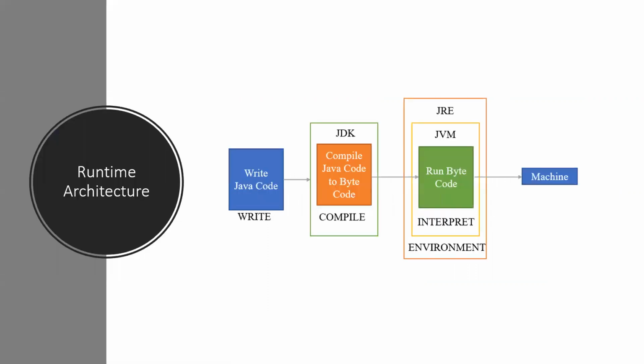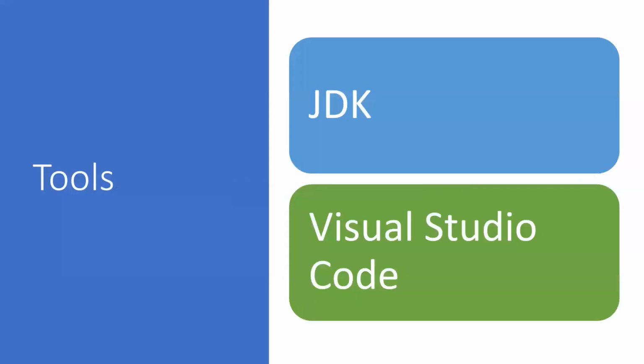This is the runtime architecture. As I mentioned earlier, Java is an interpreted language. You can see over here when we write Java code, this Java code is compiled to bytecode. So it basically compiles it to bytecode rather than machine code. So this makes the application portable between platforms without recompiling. The tools I'm going to use are JDK and Visual Studio Code.